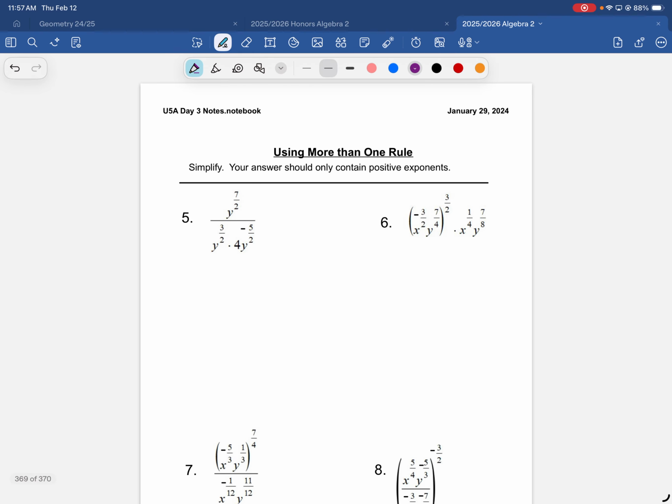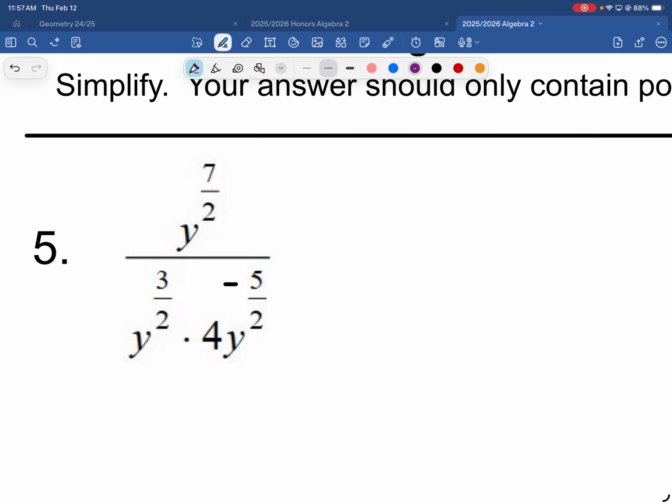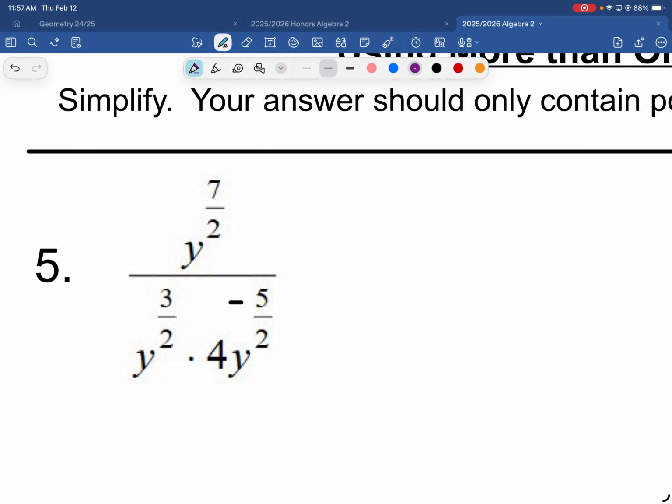All right, let's skip to these. So when there's a single operation, when you just have to do one thing, when you just have to multiply, or you just have to divide, or just you have to go to a power, those aren't too bad. You just have to remember if you're multiplying, to add. If you're dividing, you subtract. If you're going to a power, you multiply. And again, all of those exponents.